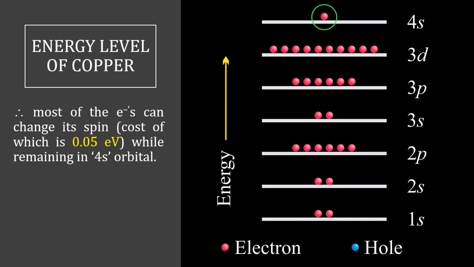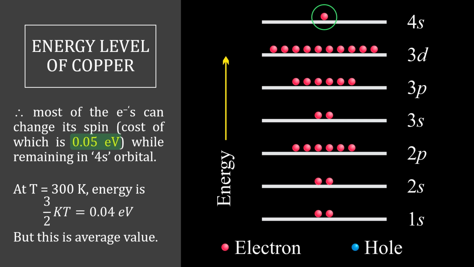I shall explain how. The energy of an electron at room temperature is 3 by 2 kT, which is 0.04 electron volt. But we need 0.05 electron volt. But we also understand that this 3 by 2 kT is only an average value. That means most of the electrons will have energy more than 0.04 electron volt. So they will easily change their spin and go to another location in 4s itself, while still remaining in the 4s orbital. So that makes a copper atom a very good conductor.